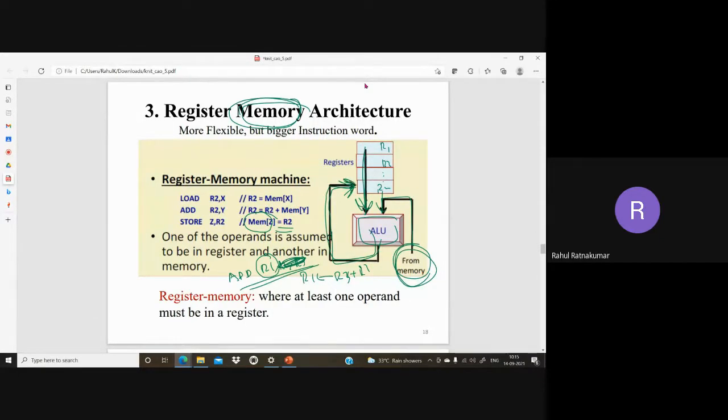You can see here, there can be a lot of variability based on your application or the specific thing you are trying to do. There are a lot of options. It is up to the computer architect to decide which architecture you need to solve the problem. So one of the operands is in a register, another is in memory. At least one operand should be in a register. That's the only condition.